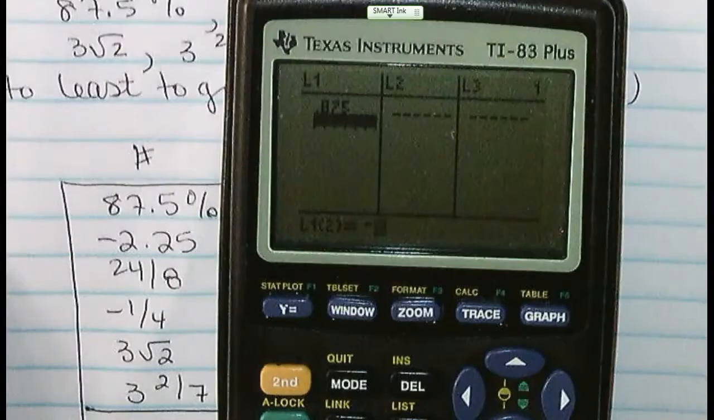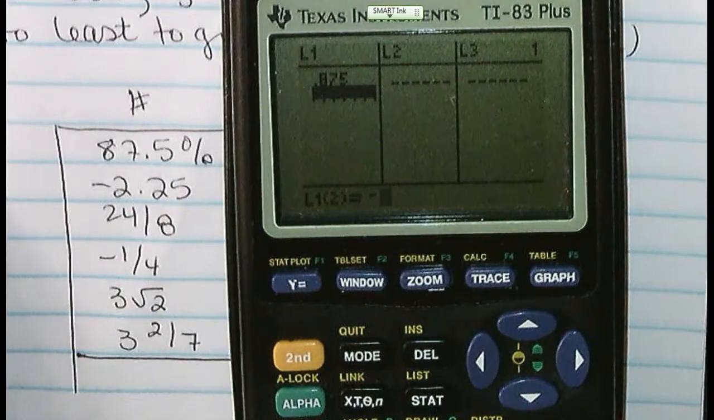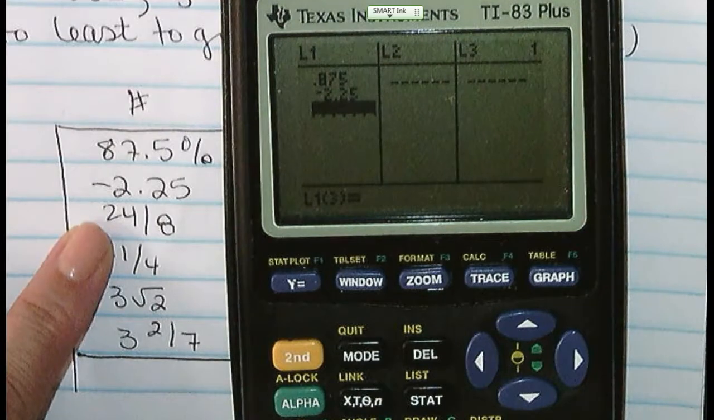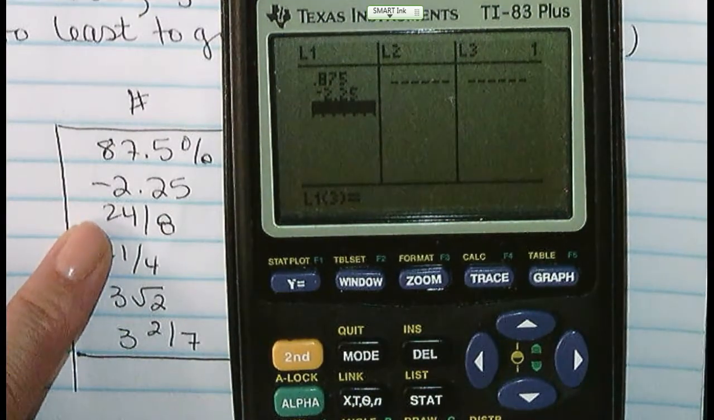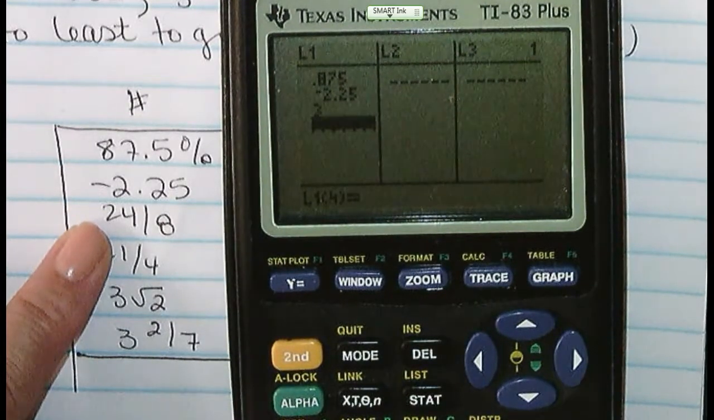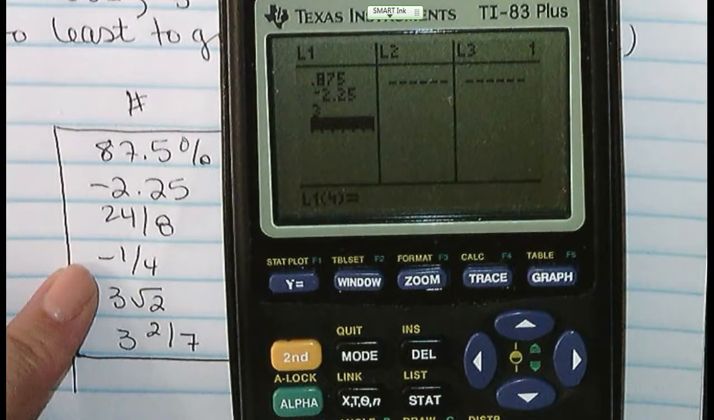So let me get back calibrated here. So then negative 2.25. Negative 2.25. I've got 24 over 8. Now, my kind of 2 cents on that is parentheses. If it's a fraction, put it in parentheses. I could get away without doing it, but do you know when you're supposed to? So I just always do it. This one here, it's -1/4. So negative parenthesis 1 divided by 4.